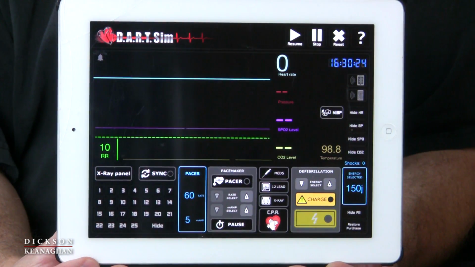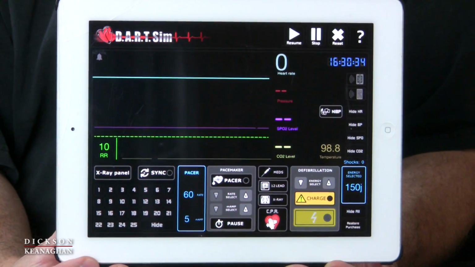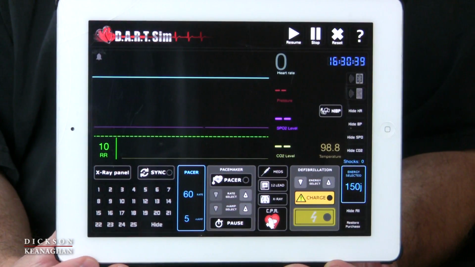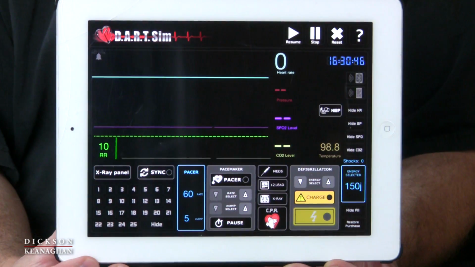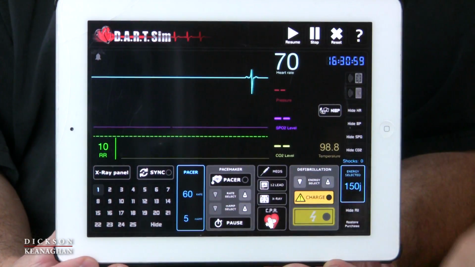remember the H's and T's. It could be hypoxia, hypovolemia, hypothermia, hydrogen ion. It could be the T's, which are trauma, toxins, which is drug overdose, tension pneumothorax, cardiac tamponade, thrombosis. So there are many causes of death that possibly are reversible. So we'll keep trying at that while we give epinephrine every 3 to 5 minutes, one dose of vasopressin, and hopefully we'll see a change in the patient's rhythm.